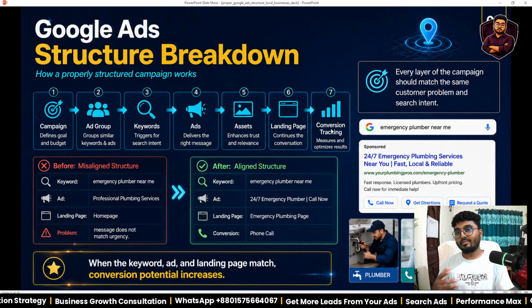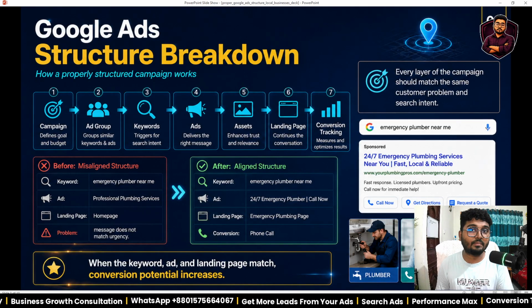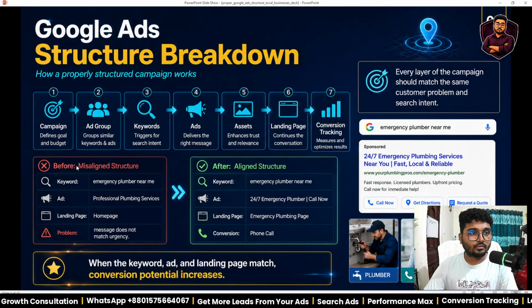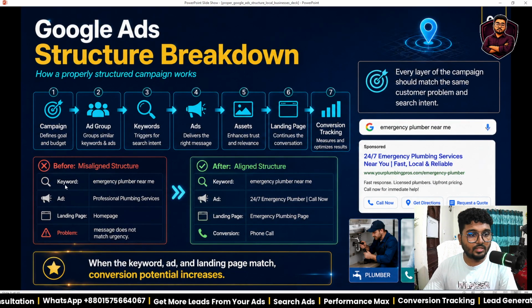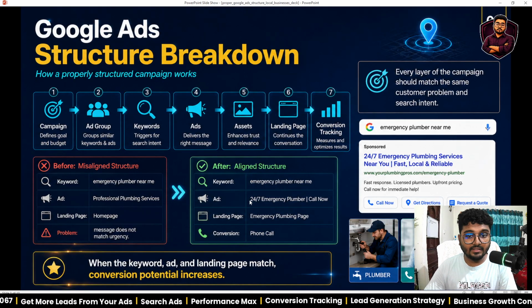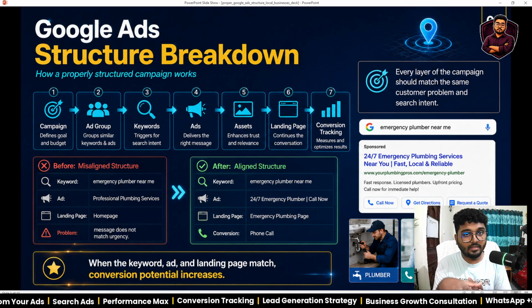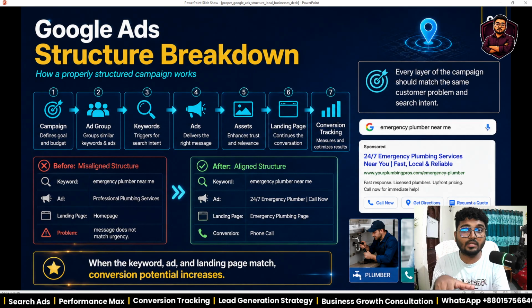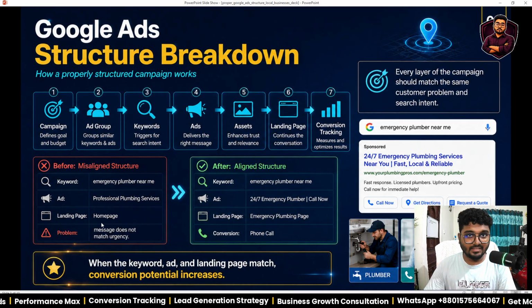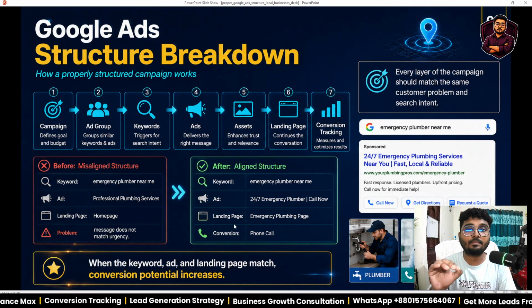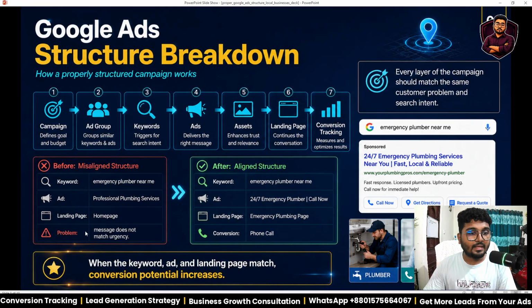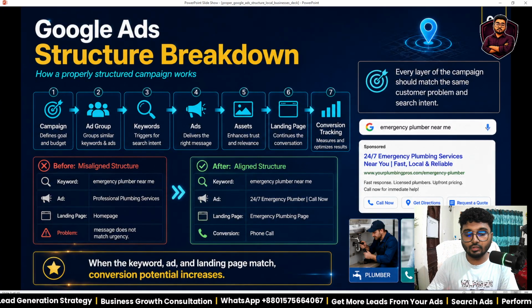That means we can grab the audience details or data from our landing page visitors, right? So before, misaligned structure: keyword emergency plumber near me, and after, emergency plumber near me. But the difference is the ad: professional plumbing service before, but the ad is 24/7 plumbing service after. Do you feel the difference? There is no urgency in the bad structure, but there is an urgency-based ad group in the good structure. The landing page is the home page before, but here the landing page is a dedicated emergency plumbing page. Here the problem is the message does not match the urgency, but here we get the phone call conversion.